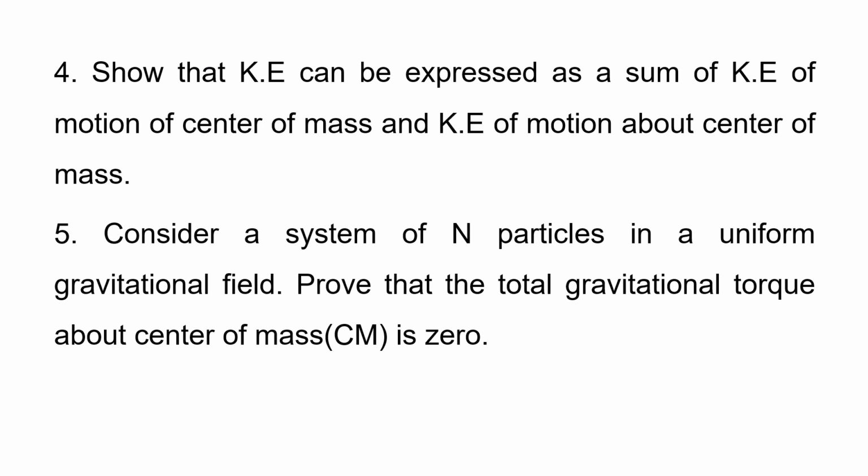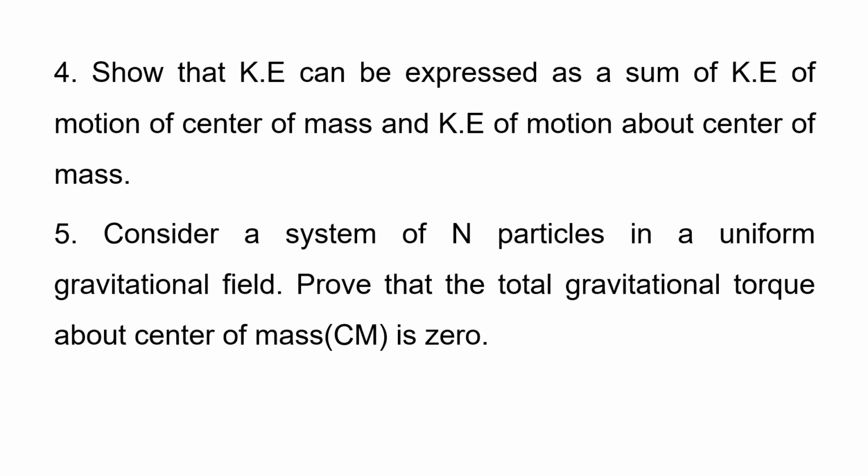Now for the fourth problem, you have to show that kinetic energy can be expressed as the sum of the kinetic energy of the motion of the center of mass and the kinetic energy of the motion about the center of mass. It means that the kinetic energy is the sum of energy of two kinds: the kinetic energy of the center of mass and the kinetic energy about the center of mass. After solving this, show me your results and discuss with me.